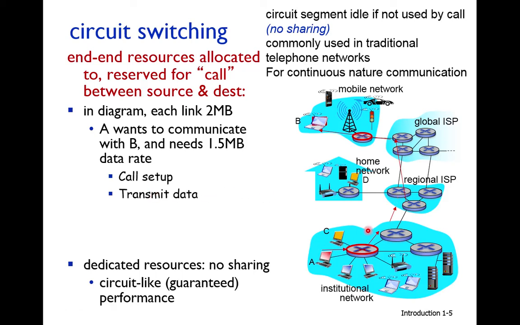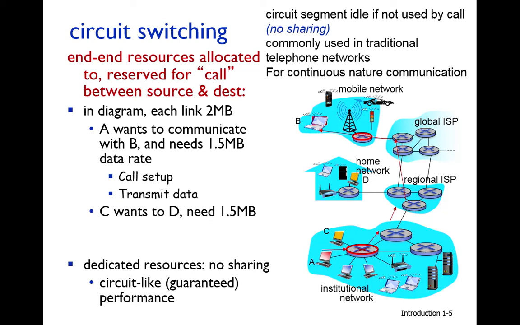On this link 1.5 MB is reserved for who? For communication from A to B. This link is total 2 MB, so it means that 1.5 MB is reserved for A to B communication, so 0.5 MB is free and available. Similarly here, this link is how much? It is 2 MB and 1.5 MB is reserved for A to B communication, so 0.5 MB is remaining.